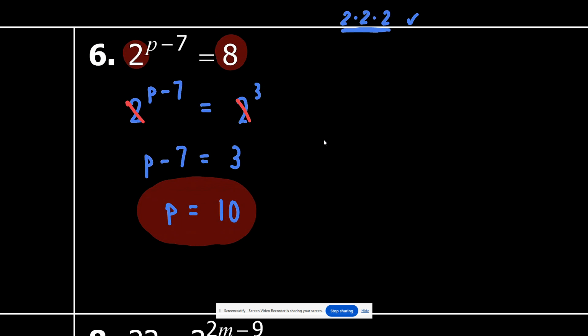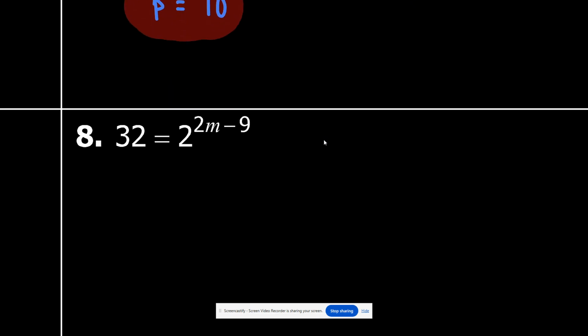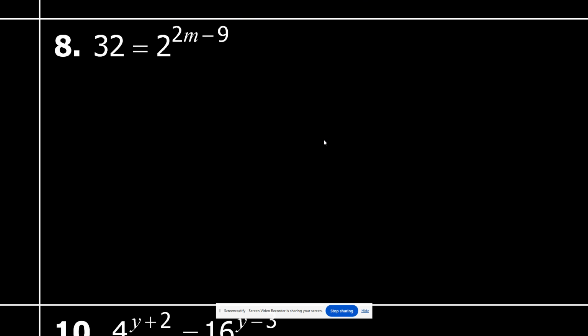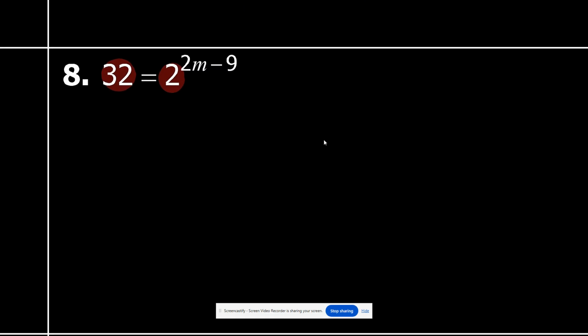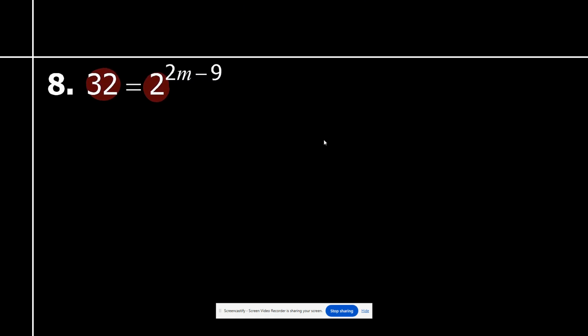Pretty easy one once we had that one set up. Let's keep on cruising. Same thing on number 8. Hopefully you don't find this one to be any more challenging than that one. Look, I got a base 32. I got a base of 2. Well, think about this, guys. There's nothing I can do to get that 2 changed. So I'm hoping I can get 32 to have the same base as that 2.